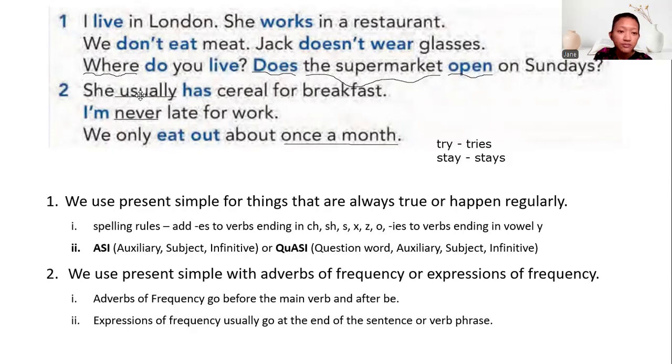So look at the example. We have usually before the main verb. So we put usually before the main verb. But if we have verb to be, then we put never after the verb to be. And once a month, twice a month, we usually put them at the beginning or at the end. All right.